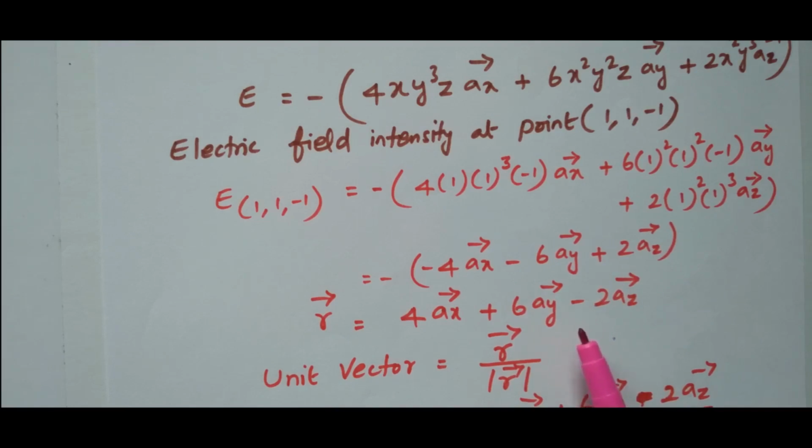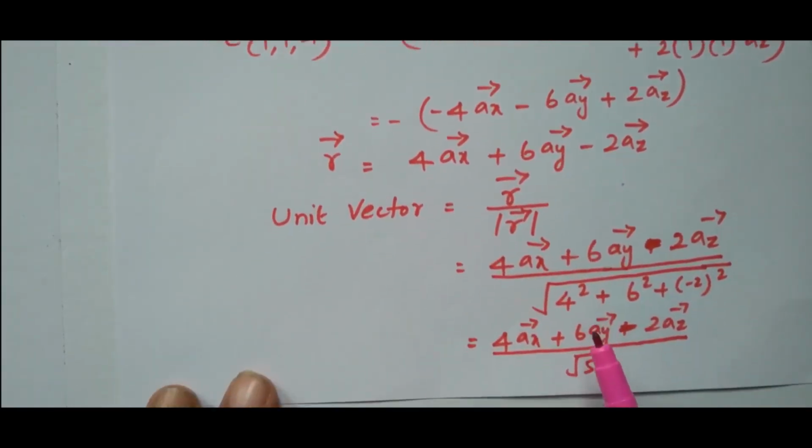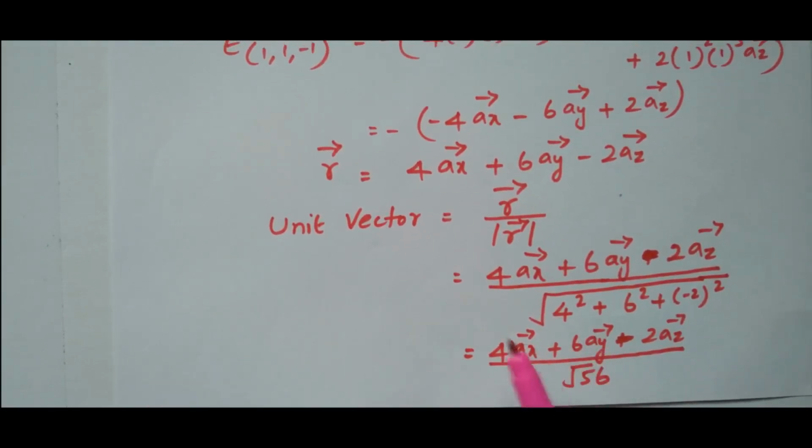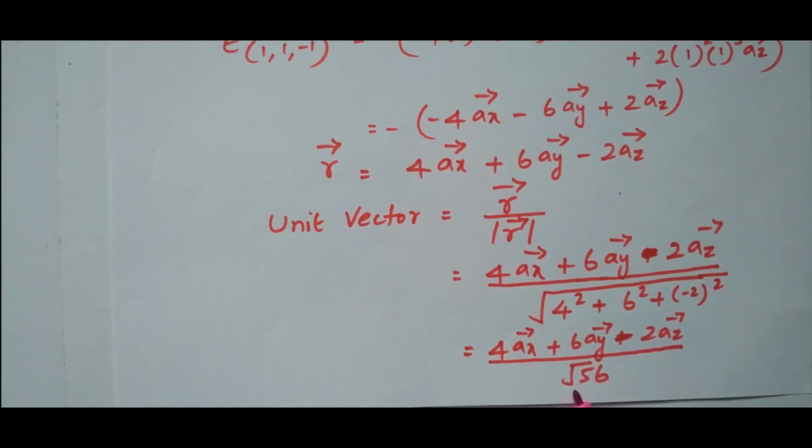What is a unit vector? A unit vector is nothing but the vector divided by its scalar magnitude. The formula for the unit vector is r vector by modulus of r. The r vector is 4ax plus 6ay minus 2az. The magnitude is the square root of 4 square plus 6 square plus minus 2 square, which is 56. So the unit vector will be 4ax plus 6ay minus 2az divided by square root of 56.